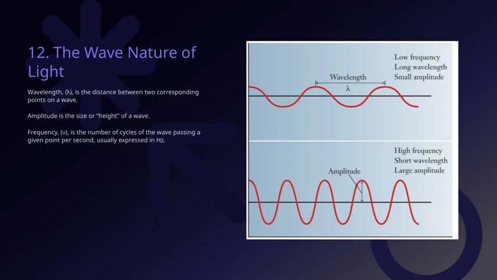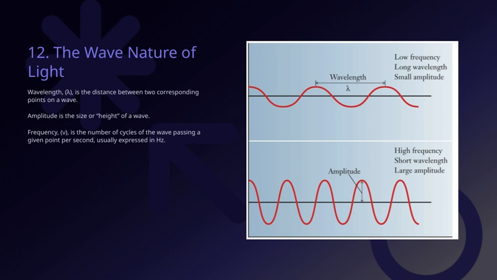Now let's take a closer look at some fundamental wave properties. First, frequency, represented by the Greek letter nu, is the number of wave cycles that pass a specific point each second. We usually measure this in hertz, or Hz. Think of it as how many times the wave rises and falls every second.